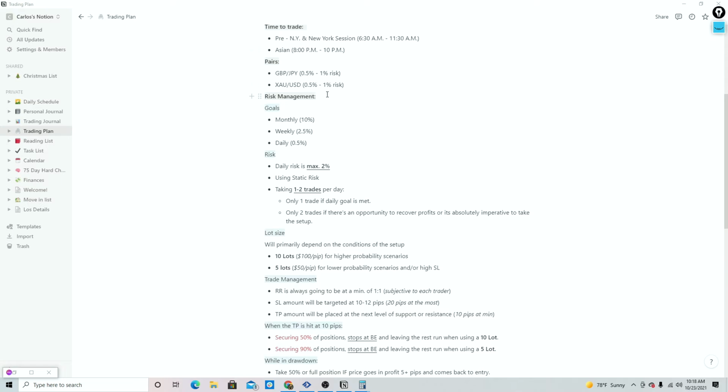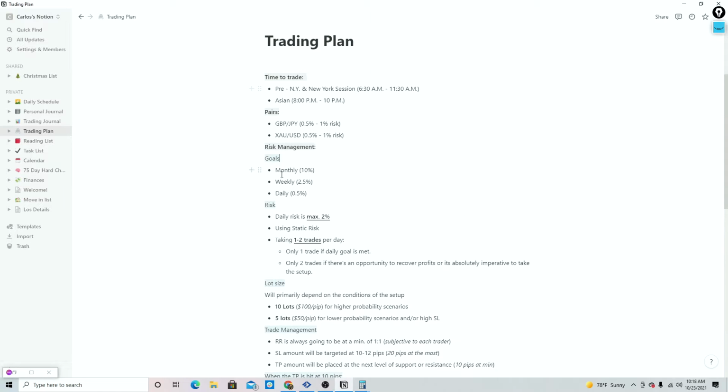So here's my risk management. I have goals here, right? Weekly goals, monthly goals, and a daily goal. If you want to use this concept, it's kind of good to keep yourself on track, maybe to not overtrade. So for example, if I'm able to hit my daily goal, which honestly I've upgraded from 0.5% to 1%, so my daily goal is like 1%. Weekly goal, I would say, 2.5%. That's not bad. And then the monthly goal is 10%.